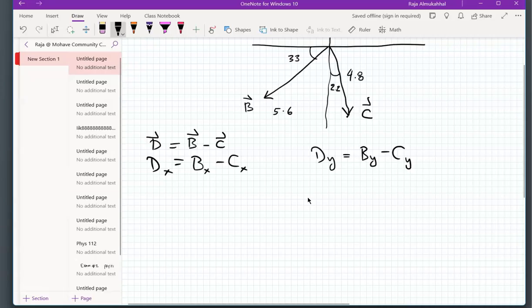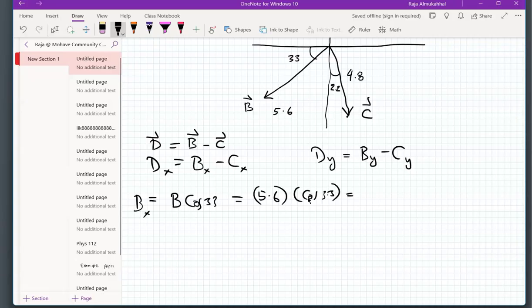So I'll start with, for example, B sub x. B sub x, as you can see, will be the magnitude of vector B times cosine 33. If I calculate that, I have 5.6 multiplied by cosine 33. I'm going to use a calculator. If you are working with me right now, please use your calculator and make sure that you are getting the answer that I'm getting. So cosine 33, multiplied by 5.6, and the answer is 4.7, okay?